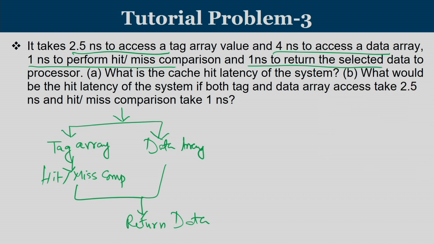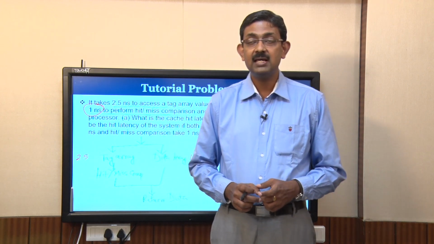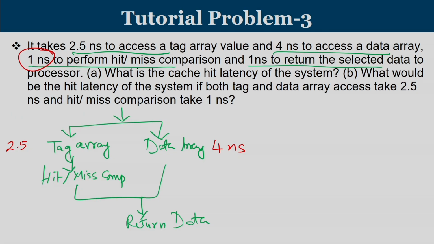Now, in this problem the tag array access is going to take 2.5 nanoseconds and the data array access is going to take 4 nanoseconds. It takes 1 nanosecond to perform the hit or miss comparison. We have to understand that hit or miss comparison is basically, from the incoming address, finding the tag value and comparing it with the tag value of the selected index. So, already in 2.5 nanoseconds the tag array is accessed and you have retrieved the tag value. So, you spend another 1 nanosecond here and 1 nanosecond to return that.